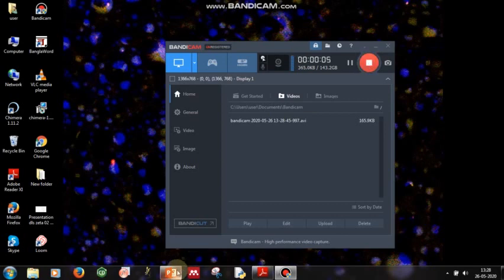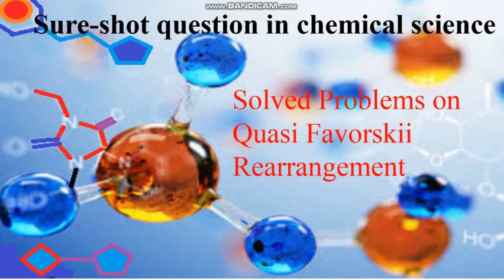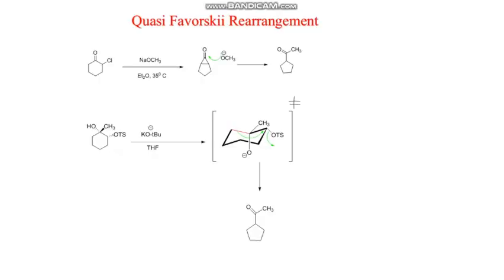In the previous video we discussed the Favorskii rearrangement. This will be an extension of it. We ended the previous video noting that there is a bond migration, which is a type of Favorskii rearrangement called the quasi-Favorskii rearrangement. This is a very important short topic for chemical science. That's why you have to figure out how to solve problems on this topic, and this video encourages you to learn about the quasi-Favorskii rearrangement.